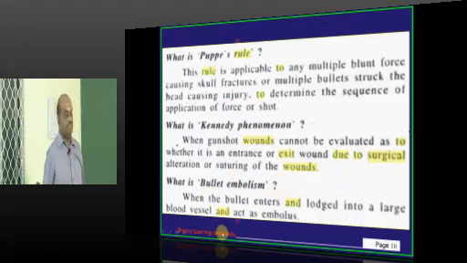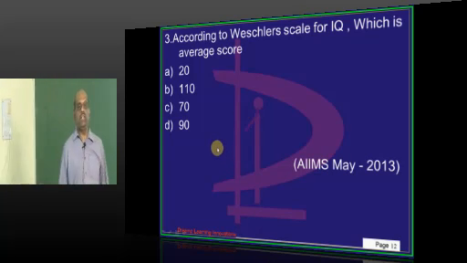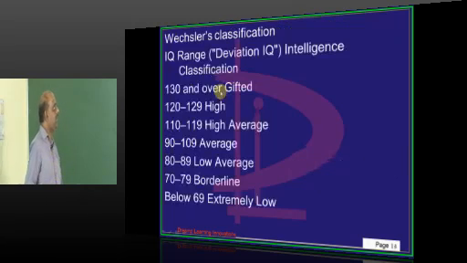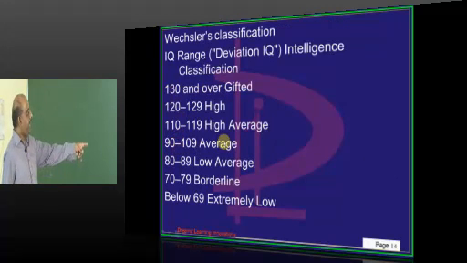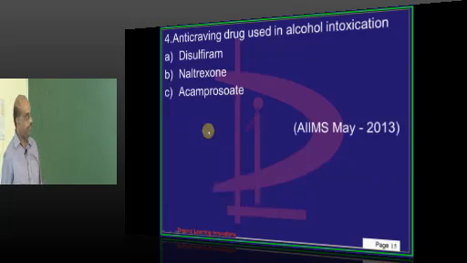Bullet embolism. Whenever the bullet enters and lodges into a large blood vessel and acts like an embolus, you call it bullet embolism. What is Wechsler scale? IQ. What is meant by average? 90 to 109 is average, hence the answer becomes 90.